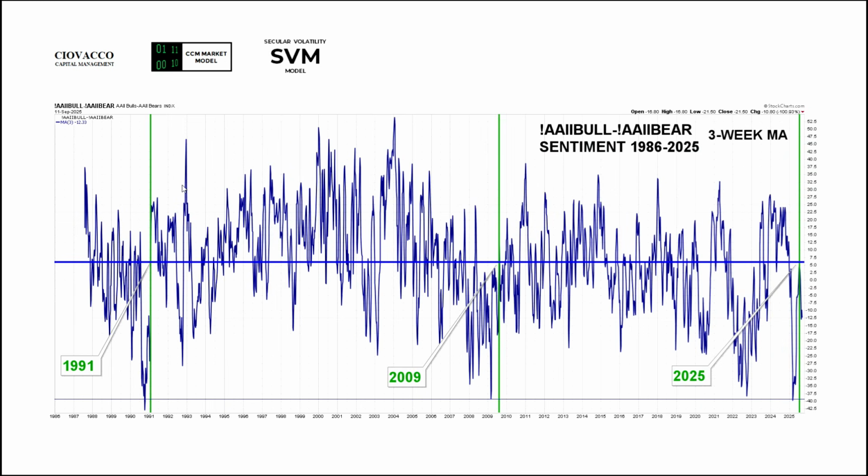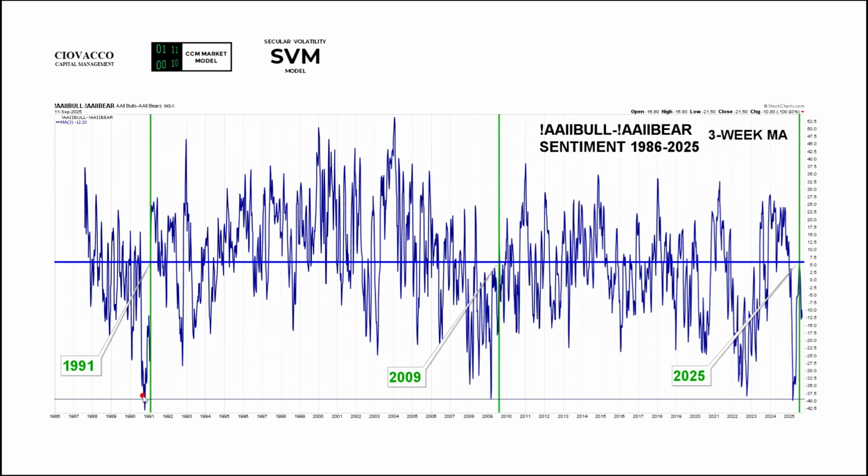The blue line is the 3-week moving average of the American Association of Individual Investors sentiment data. AAII bulls, the percentage of bulls minus the percentage of bears. It is extremely rare for sentiment to get down to these levels down here, here, and here. In fact, we've only touched this thin blue line on the bottom 3 times dating all the way back to 1986, and we're looking at all the data we have.